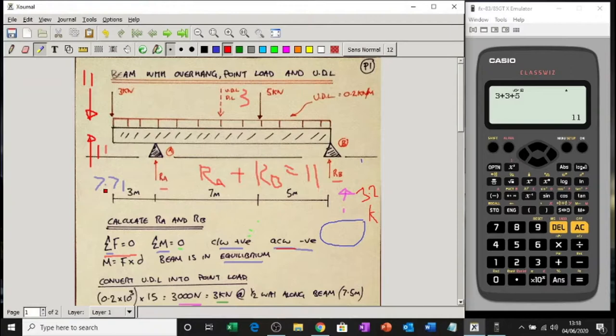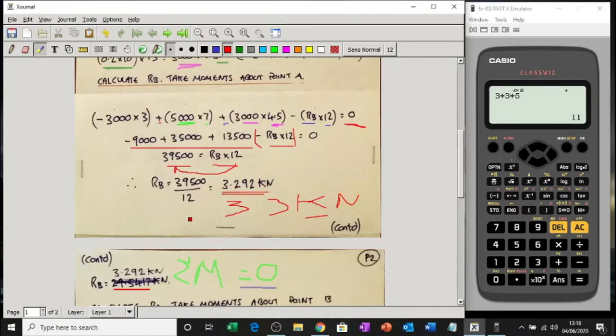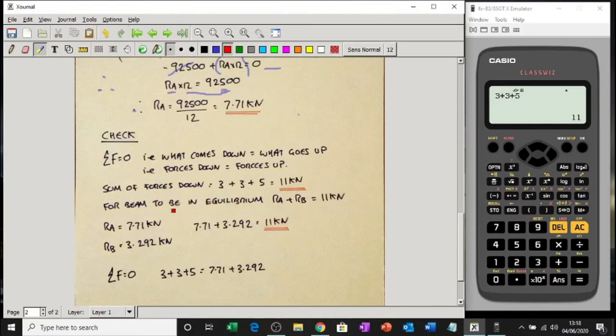So we can check now to see if these are correct. Because if we add 3.2 and 7.71, hopefully we'll get 11. So to check, the sum of the forces equals zero. What comes down equals what goes up. The sum of the forces coming down is 3 plus 3 plus 5, so we've got 11 coming down. For the beam to be in equilibrium, RA plus RB has got to equal 11 as well.